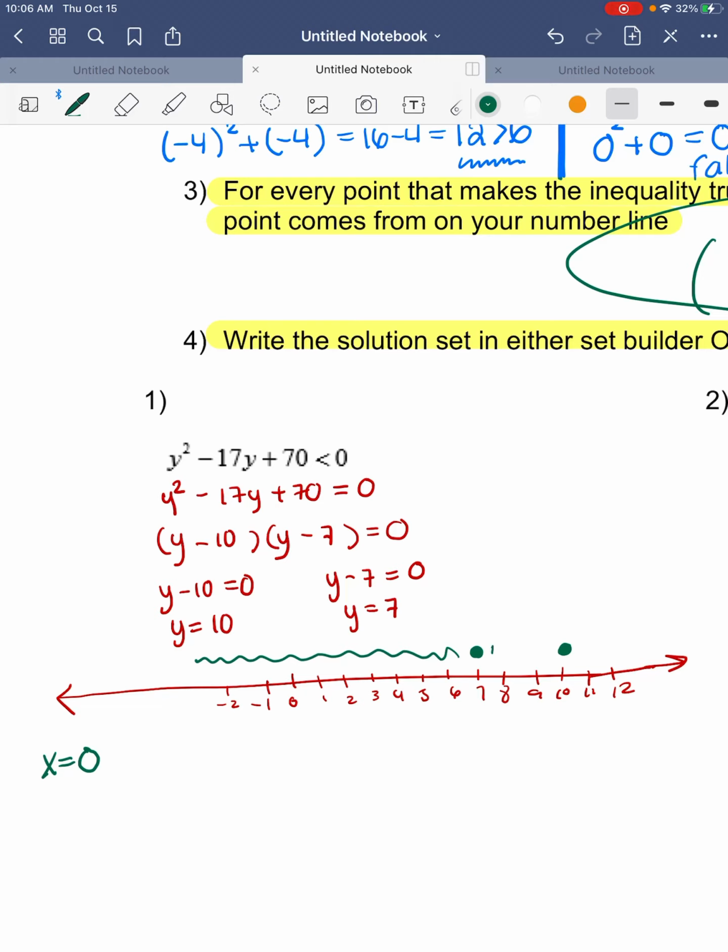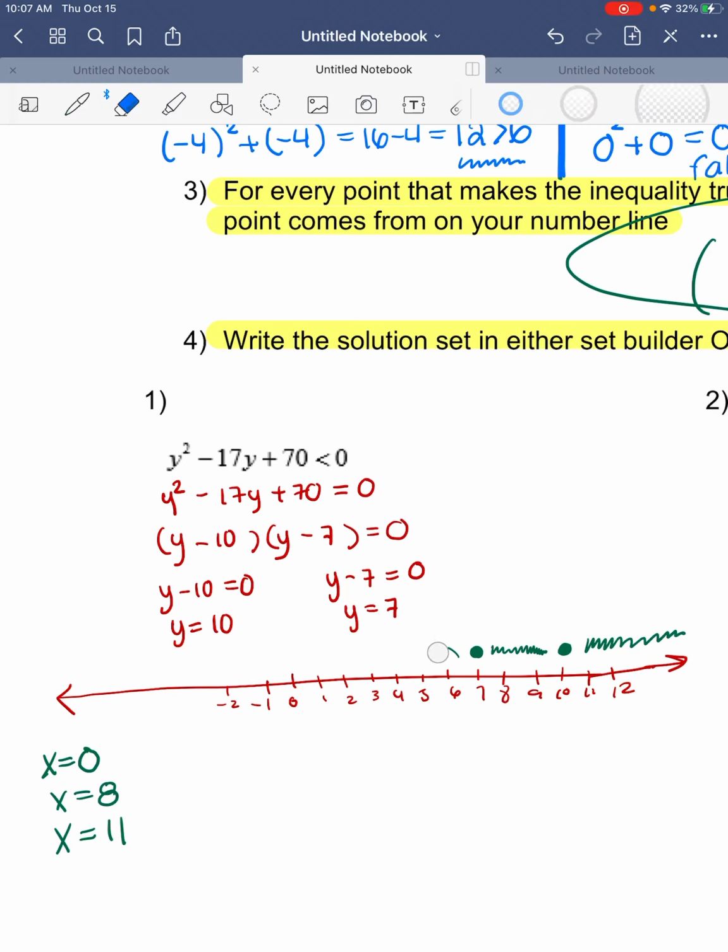I'm gonna choose another number in this middle region between 7 and 10. You can use 8 and you can use 9. I'm just gonna use the closest to 7, which is 8. And then you're gonna choose another number after 10. You can choose 11, 12, 13, 14, 15, 16, 17, and so on. But I'm always gonna choose the one closest to my dot, which is 11. Okay, you're gonna choose 3 points. I already did. I'm gonna erase this. I was just doing that so I can show you.